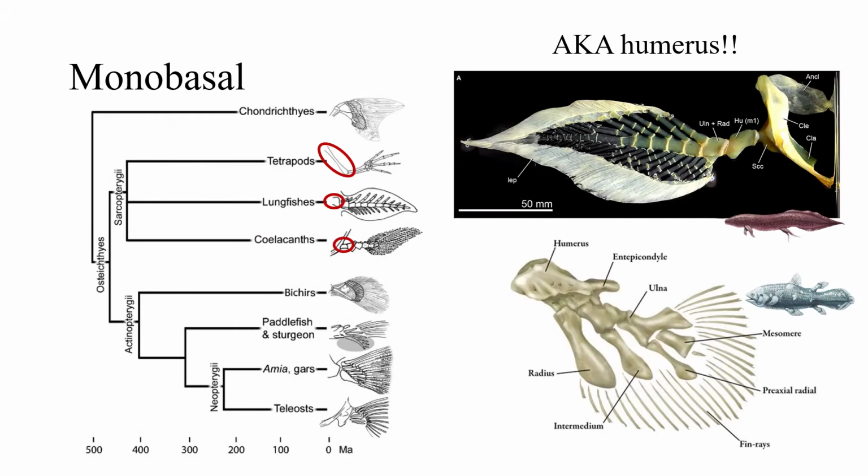A coelacanth has one basal, that basal is homologous. A lungfish has one bone, that bone is homologous to your humerus. These animals have a little humerus in their pectoral fins. And we can look at that through developmental biology and see, in fact, that it totally is developmentally consistent with your tetrapod humerus. Isn't that fun?